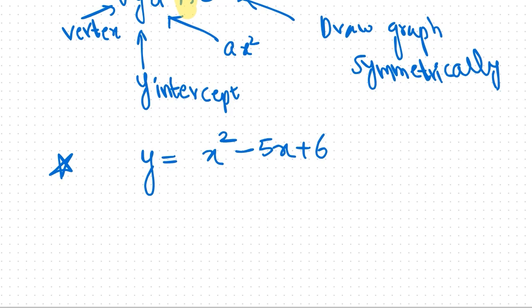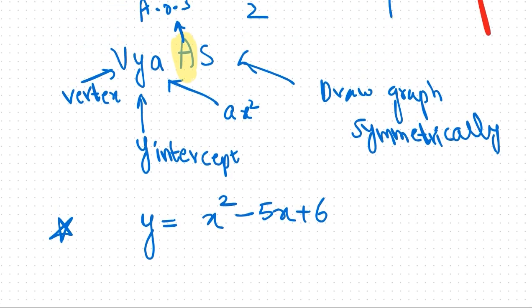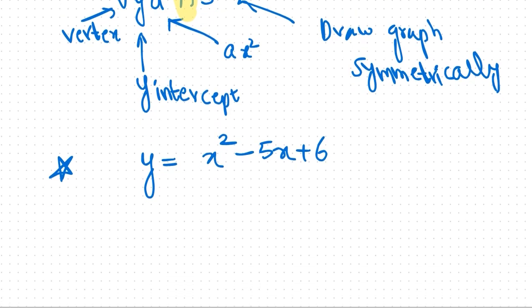The first thing we need to look out for is what? Is it the A? How much is A? Look at this order. First thing is what? First alphabet is V, the vertex. So coordinates of vertex. How can you find that?